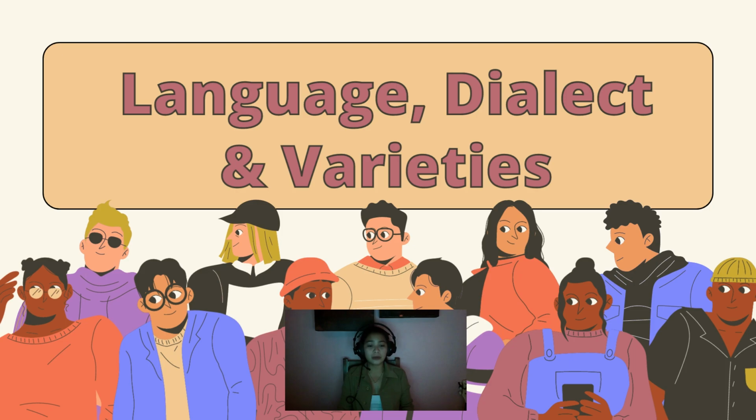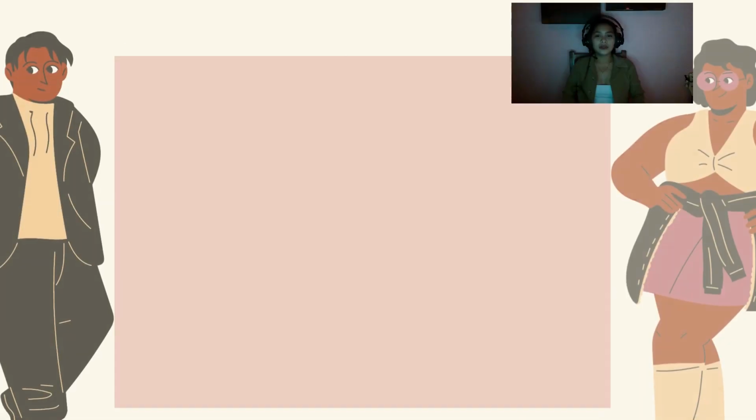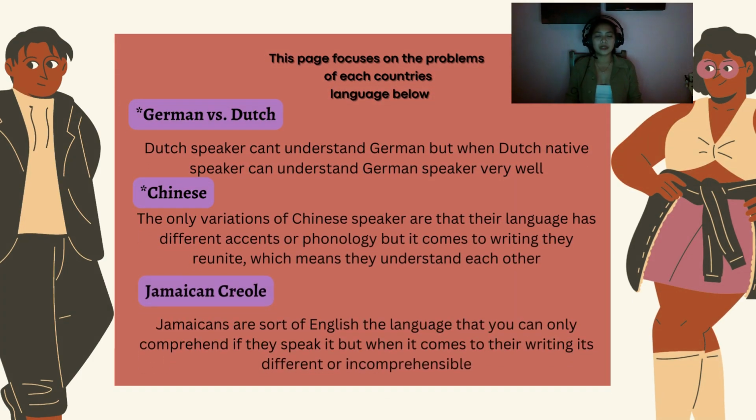I am here to talk about three arguments about language, dialect, and varieties. The first argument is from Mr. Hanke, which is the first problem that he will tackle. So, according to Mr. Hanke, the first problem is German versus Dutch.